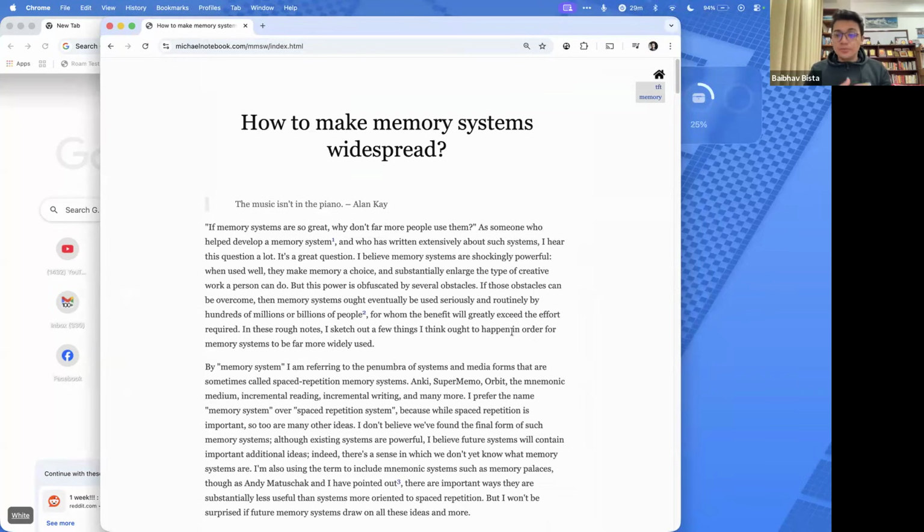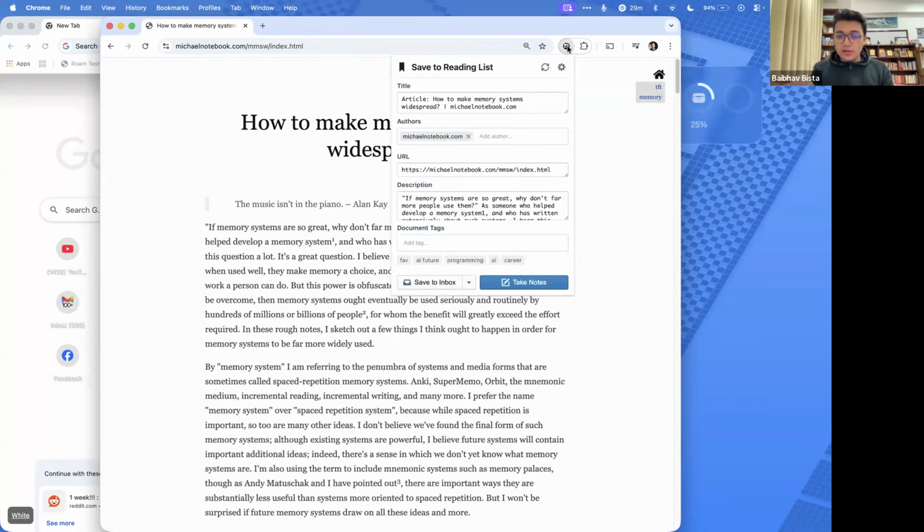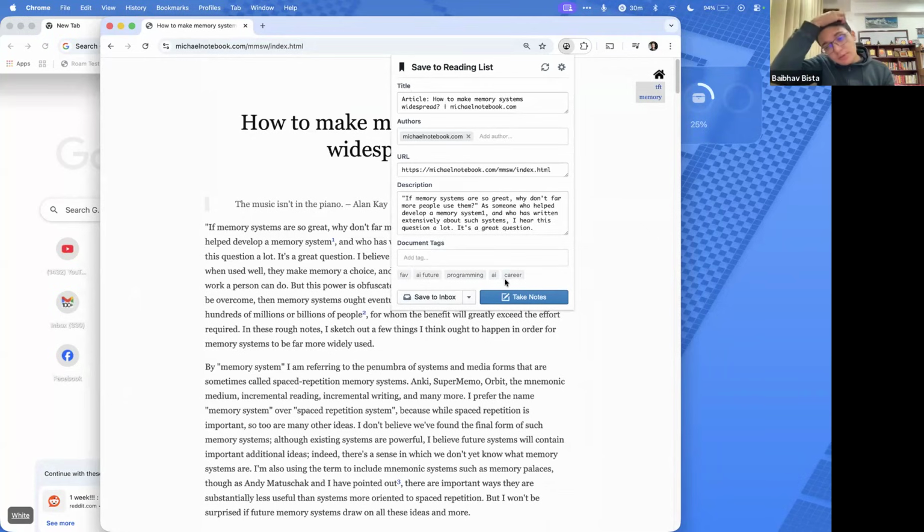So let me show you Roam Reader. You're at an article that you want to read. What you can do is click on the Roam button. You'll have to log in the first time, but then you get a title, you get a description that is auto fetched from it, and you can add document tags. We'll do that later. You can do that later as well.